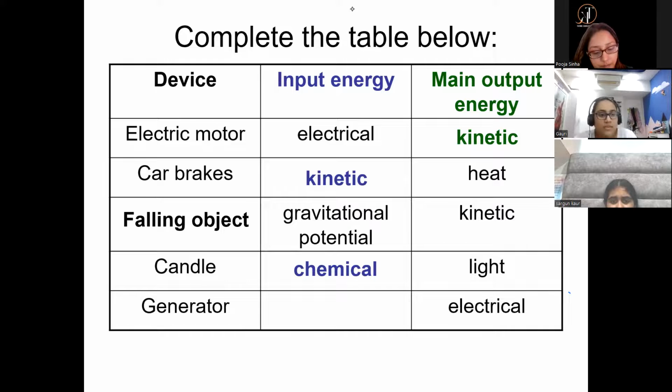I think here also chemical. Okay. It could be kinetic. हाँ. So depend करता है कैसा generator है. Chemical भी होता है, you're not wrong.